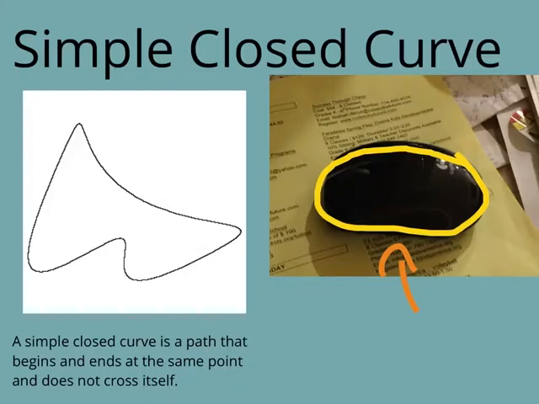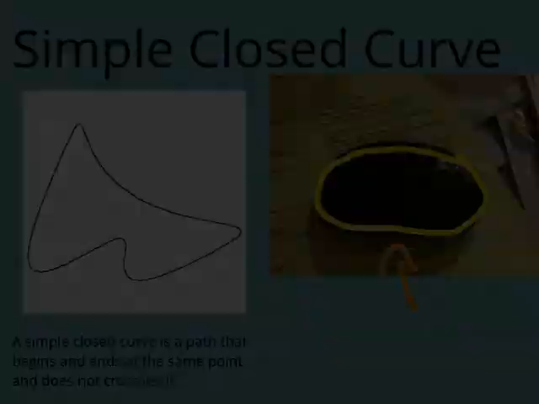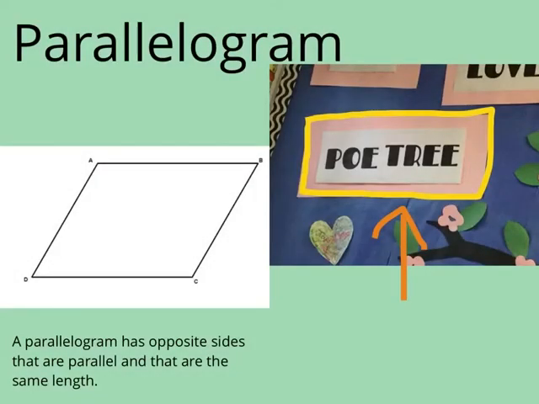Simple closed curve. A simple closed curve is a path that begins and ends at the same point and does not cross itself. There is a real-life example of a simple closed curve. Parallelogram. A parallelogram has opposite sides that are parallel and that are the same length. There is a real-life example of a parallelogram.